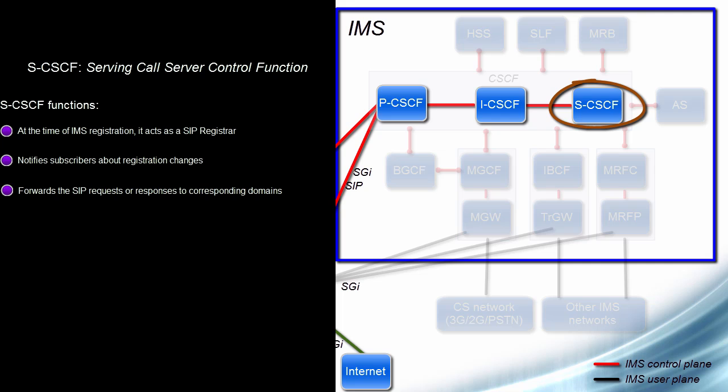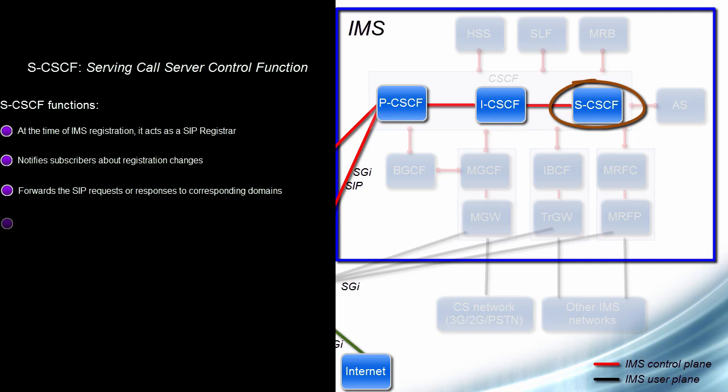S-CSCF also forwards the SIP requests or responses to corresponding domains. Let me explain this point. S-CSCF checks the domain present in a SIP request. If a request is destined to the CS domain, S-CSCF forwards this request to BGCF, or if a request is destined to another IMS network, S-CSCF directly forwards this request to IBCF.